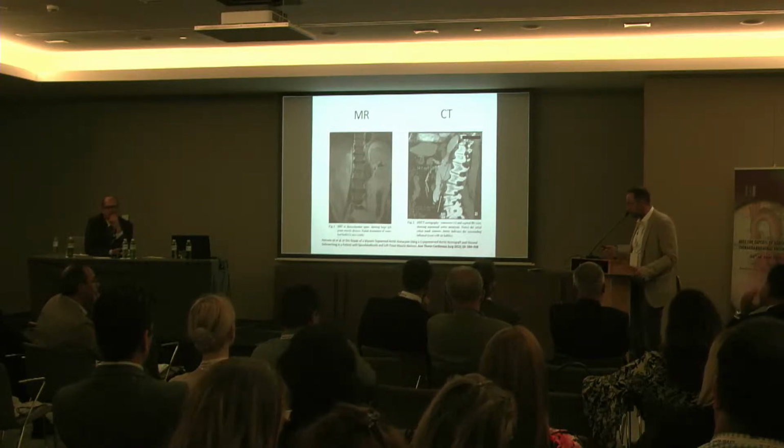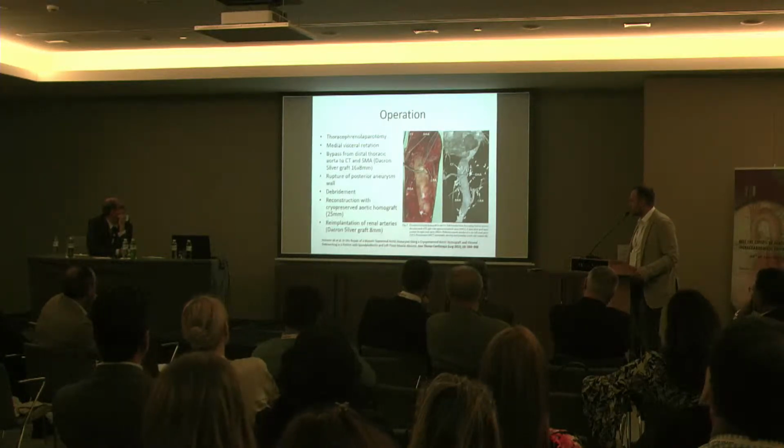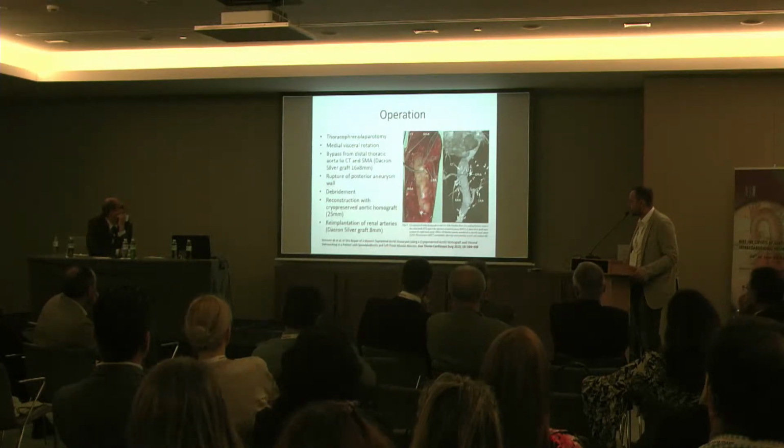Our Professor Petrovic used thoracophrenic approach, medial visceral rotation, and a bypass from the distal thoracic aorta to the celiac trunk and superior mesenteric artery with Dacron grafts. When he opened the aneurysm, he found the rupture of the posterior wall of the aneurysm. He made the debridement, reconstruction with cryopreserved aortic homograft, and the reimplantation of renal arteries with Dacron silver graft. We didn't have a small caliber cryopreserved aortic graft, and then we used the Dacron silver graft instead.